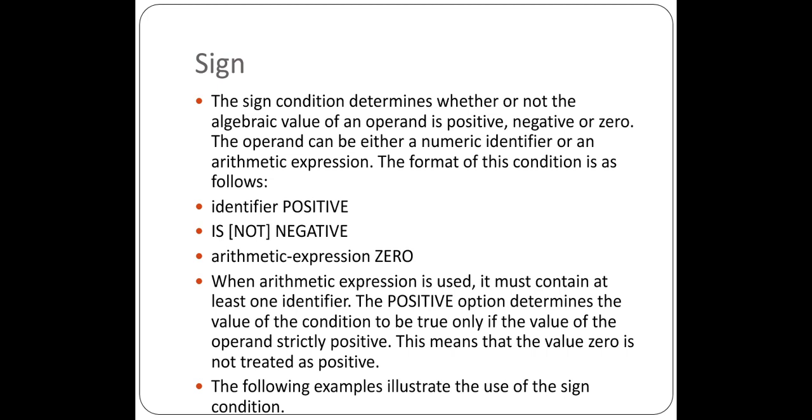So the positive option determines the value of the condition to be true only if the value of the operand is strictly positive. This means that the value 0 is not treated as positive. So that's the thing. These are the things about sign condition.